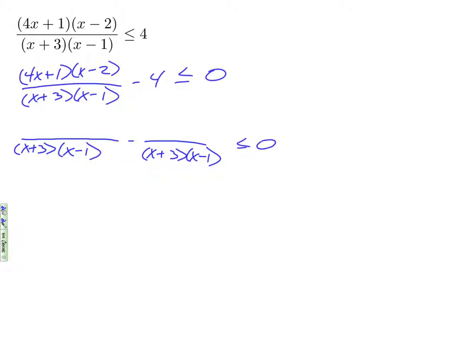Okay, do I need to do anything to the left one? No, it stays the same because it already has the common denominator. But on the right side, what happens? I need both, right? So it gives me that.